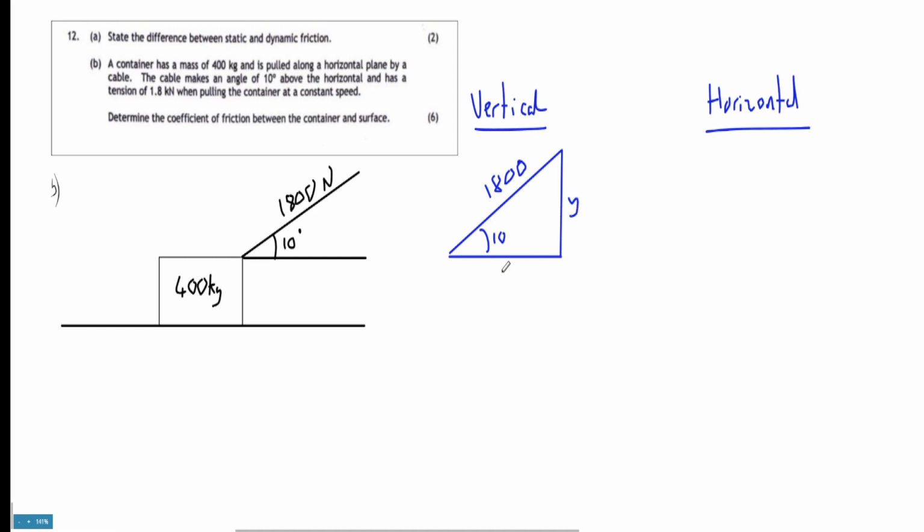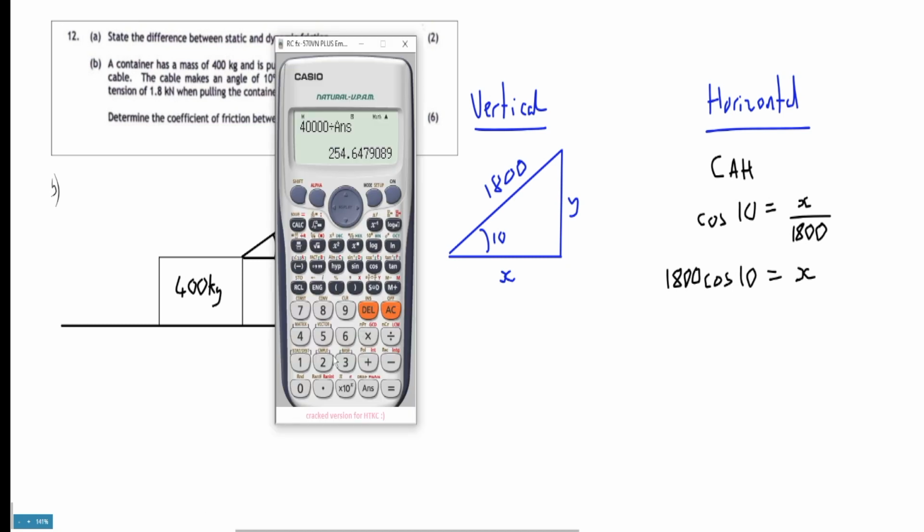Let's call this the Y and this X, because the Y is vertical, X is horizontal. In order to get the X, we're going to use cosine, because I've got the adjacent and the hypotenuse. So I can say cosine of 10 is equal to the adjacent over the hypotenuse. And let's multiply up to the other side to get my X by itself. Sorry, I just realized that I did that backwards. I'm doing the horizontal first, but it's the first one that popped into my mind. Let's calculate that as being 1800 times cosine of 10. Okay, 1772.